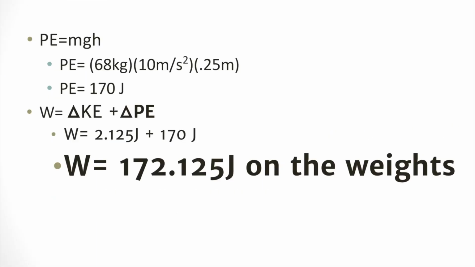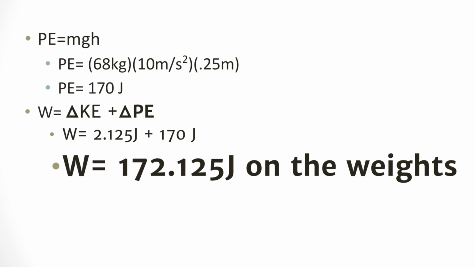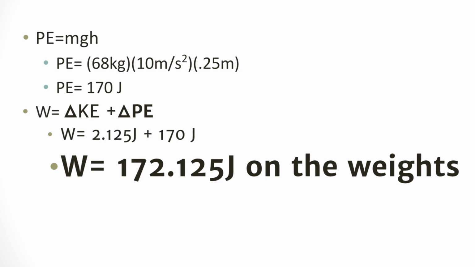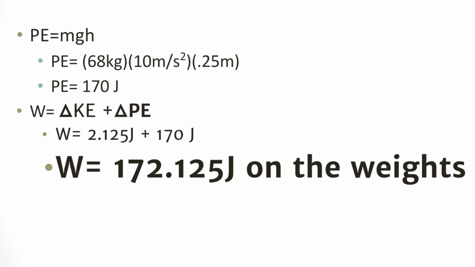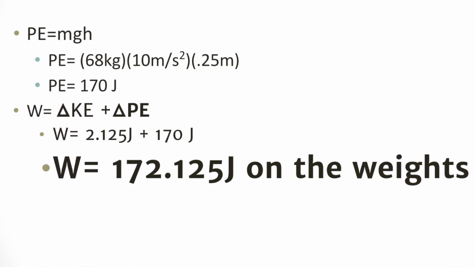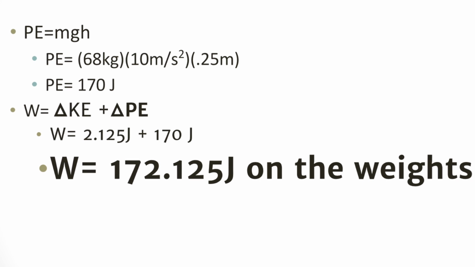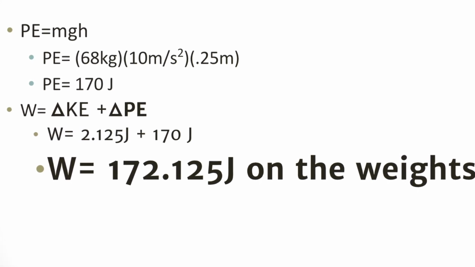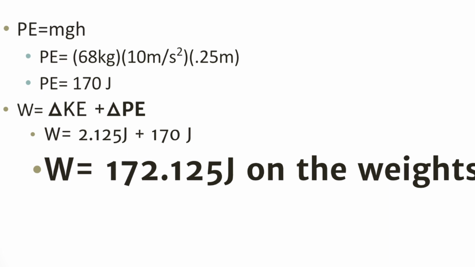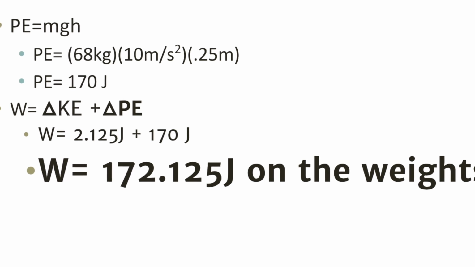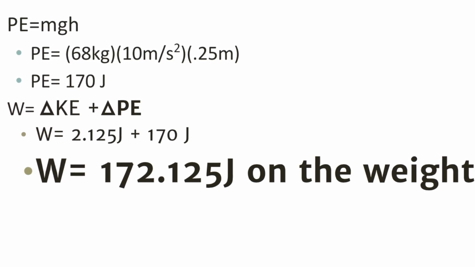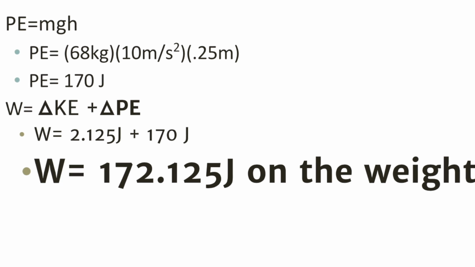2.125 joules. To find potential energy, we must multiply mass times gravitational constant times the distance, or height. So this is 68 kilograms times 10 meters per second squared times 0.25 meters. This comes out to be 170 joules. And work equals change in kinetic energy plus change in potential energy. So work equals 2.125 joules plus 170 joules, equaling a total of 172.125 joules on the weights, which is just about the same calculation that we got initially.